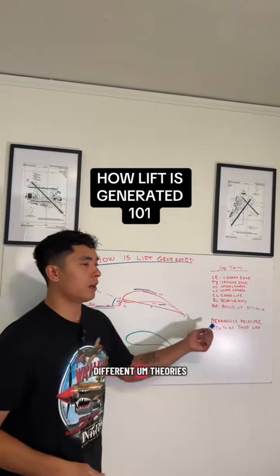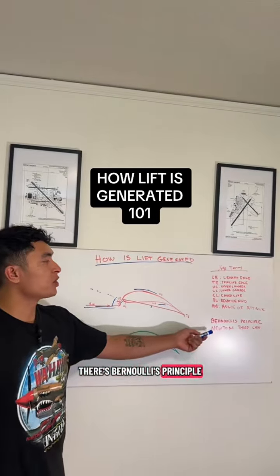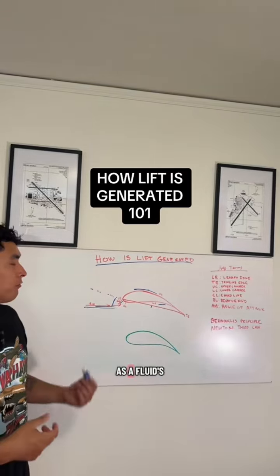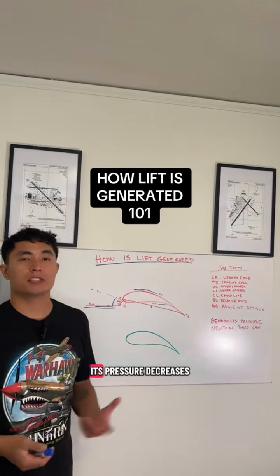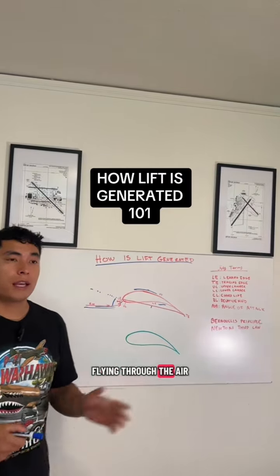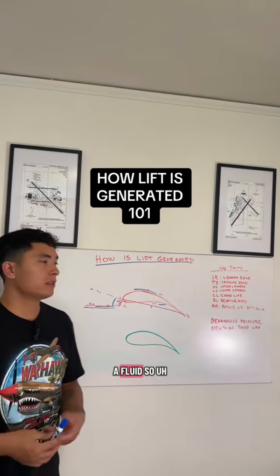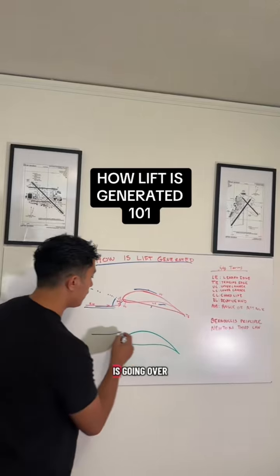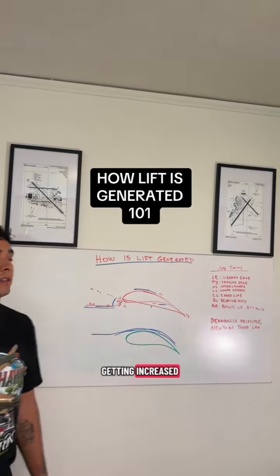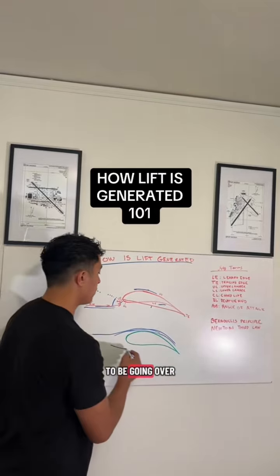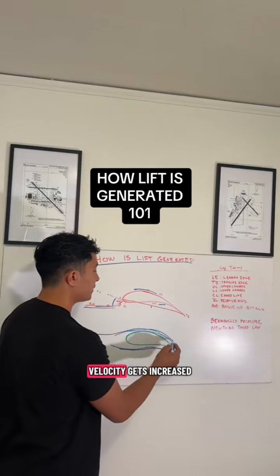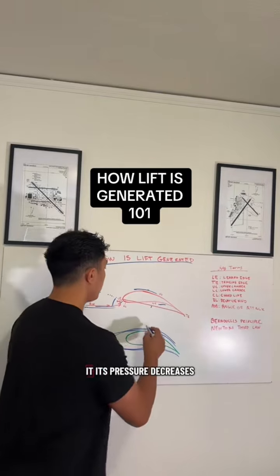There's two different theories. There's Bernoulli's principle and Newton's third law. So when it comes to Bernoulli, he states that as a fluid's velocity gets increased, its pressure decreases. And with us as airplanes, we're flying through the air, and air is a fluid. So when that air is going over our upper camber, its velocity is getting increased compared to as if it were going under our lower camber, right? So as that velocity gets increased, Bernoulli states its pressure decreases.